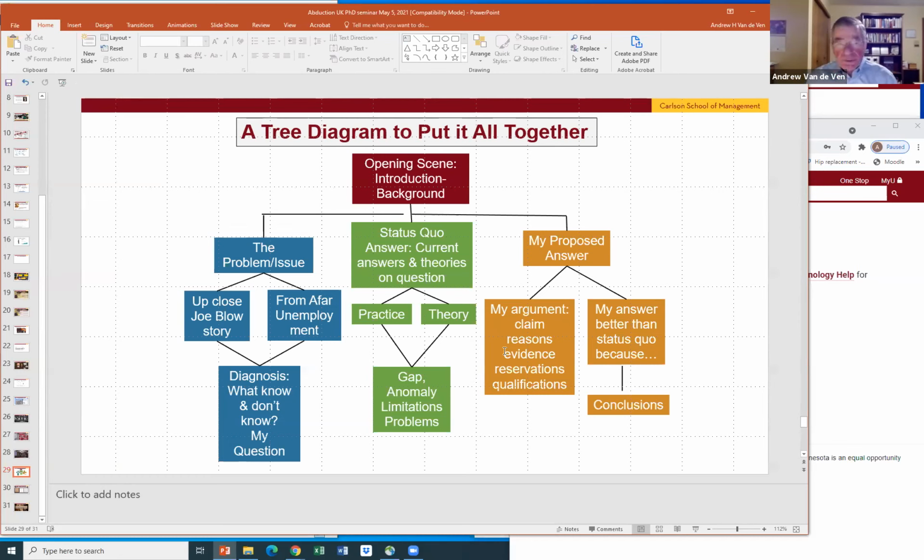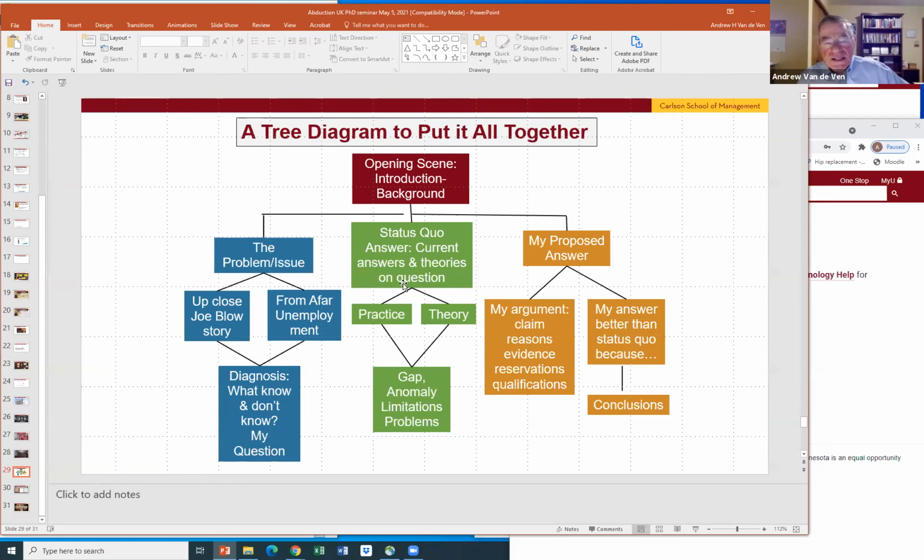I have another version here of how you might present your paper, your study. Again, beginning with an opening scene that attracts attention, pathos, then going to the anomaly. It's the problem, it's the issue. This is abduction. Because you got the problem up close and from afar, which leads you to diagnose what we know and don't know. This is where you are evaluating various hunches to come up with your question.